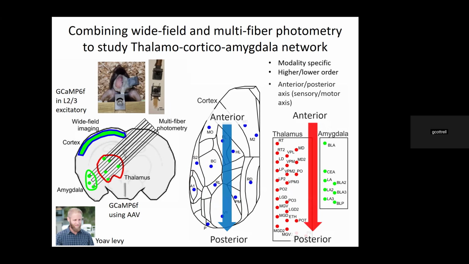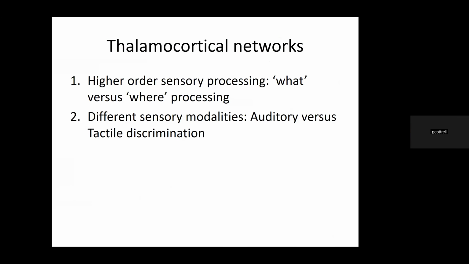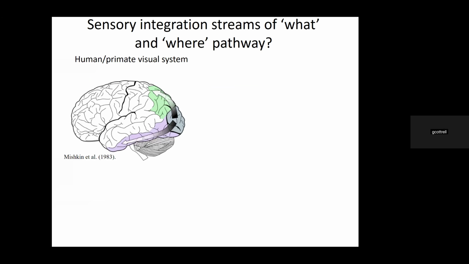And what I like is that since you have a wide, almost continuous cortex, you can look at these axes, for example, the anterior-posterior axis in both cortex and thalamus. So I'm going to talk about two projects. The first one is higher sensory processing, what versus where pathways, and the second project is different sensory modalities, auditory versus tactile.